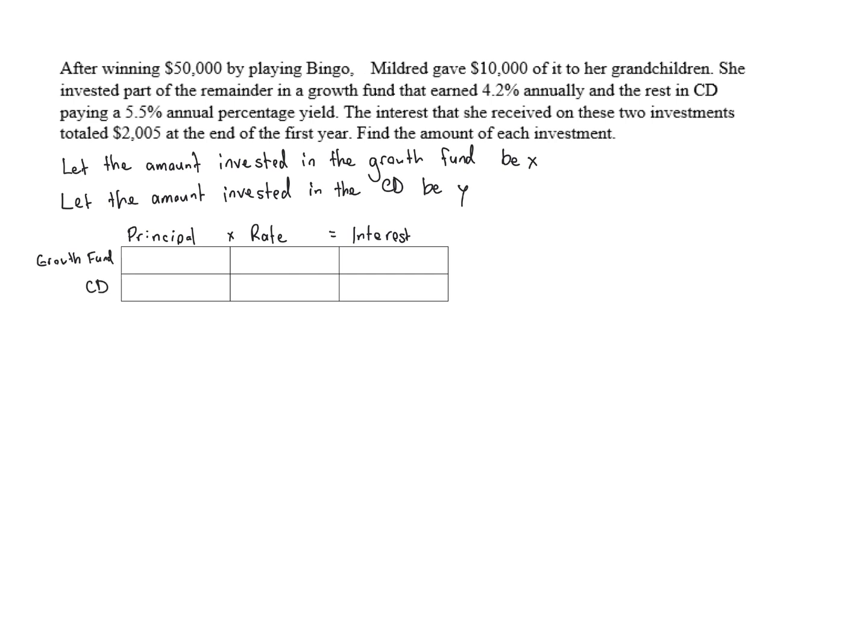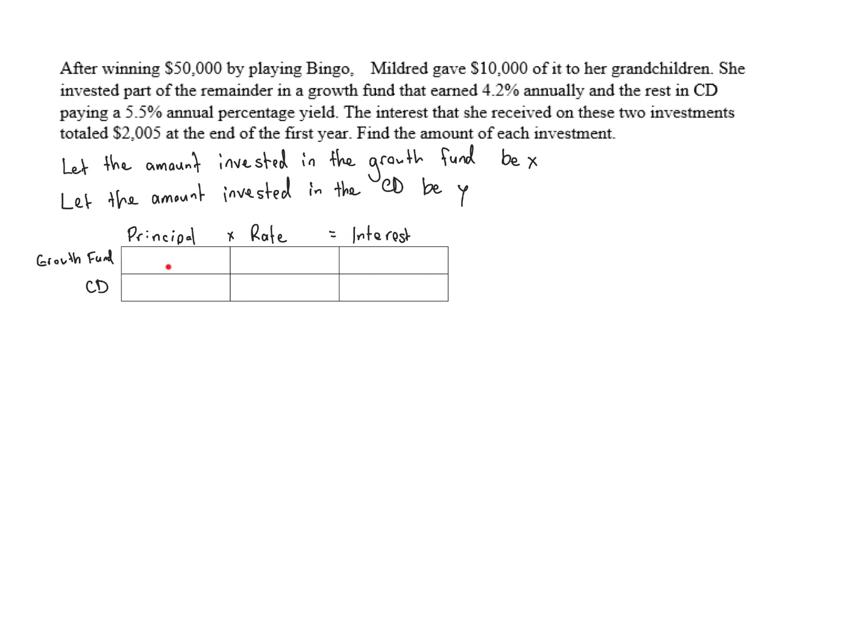Sometimes students, instead of using the names to label them, use the percentages. We've got the 4.2% account and the 5.5% account. That's also an acceptable way to differentiate the two accounts, but I'm going to use the names of the accounts here. Now we need to start filling in the table.